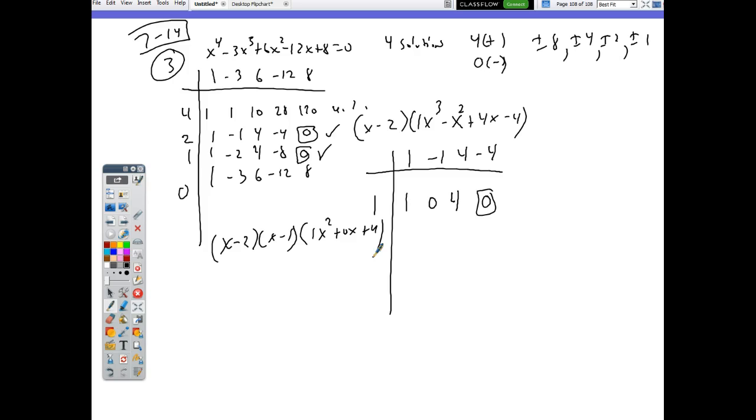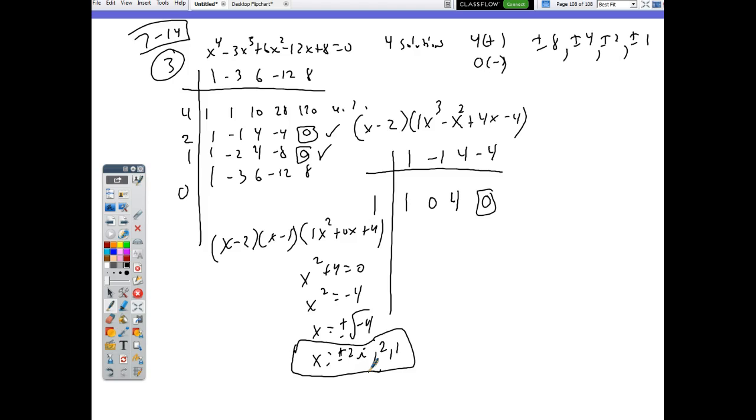I could quadratic it, which is what the front row wants to say. I could also solve it old school. After all, it's only x squared plus 4 equals 0, isn't it? Couldn't I just move the 4 over, get x squared equals -4? Couldn't I therefore then do x equals plus or minus the square root of -4? Are you with me? And then x equals plus or minus 2i. So my solutions would be x equals plus or minus 2i, 2, and 1. There's my solution set. Ain't that awful?